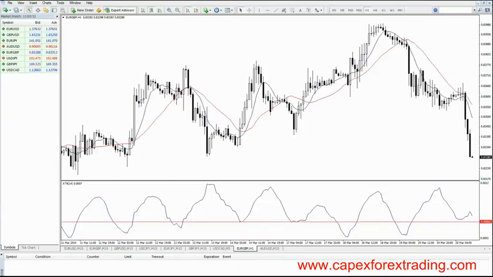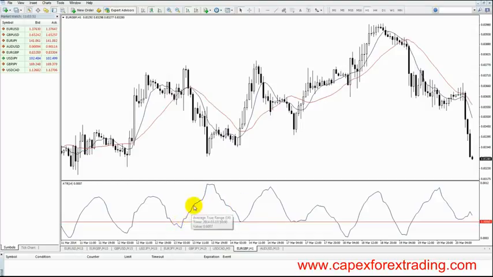Now, the sole purpose of the ATR indicator is to measure volatility, and it does that by plotting it on a line that you see here. So obviously the higher the line goes, the higher the volatility. The lower the line goes, the lower the volatility. So don't get confused about direction, because this indicator does not concern itself with direction.